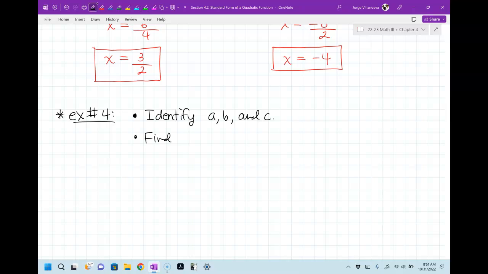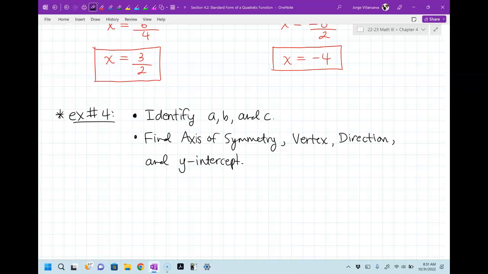Find the axis of symmetry, the vertex, the direction, in other words, which direction it is opening, and the y-intercept. Okay, and then I'm going to add one thing. Graph.